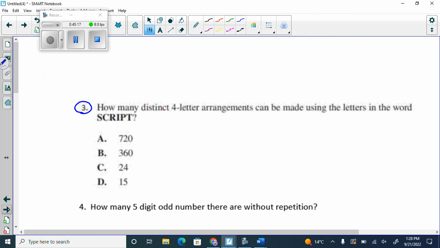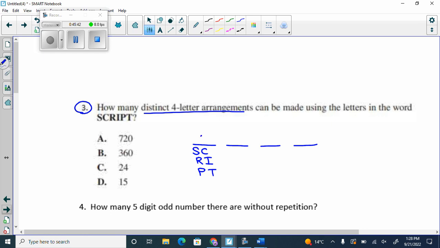Now we have the word script. Scrabble tiles. I have an S, I have a C, I have an R, I have an I, and I have a P, and I have a T. I have 6 letters, correct? I can't repeat because I have an S, a C, an R, an I, a P. So I for sure am boxing and holding because if I use up the S, it's gone. I've used it up. We want distinct 4-letter arrangements. It doesn't say it has to start or end with anything. So I actually have S, C, R, I, P, T here.